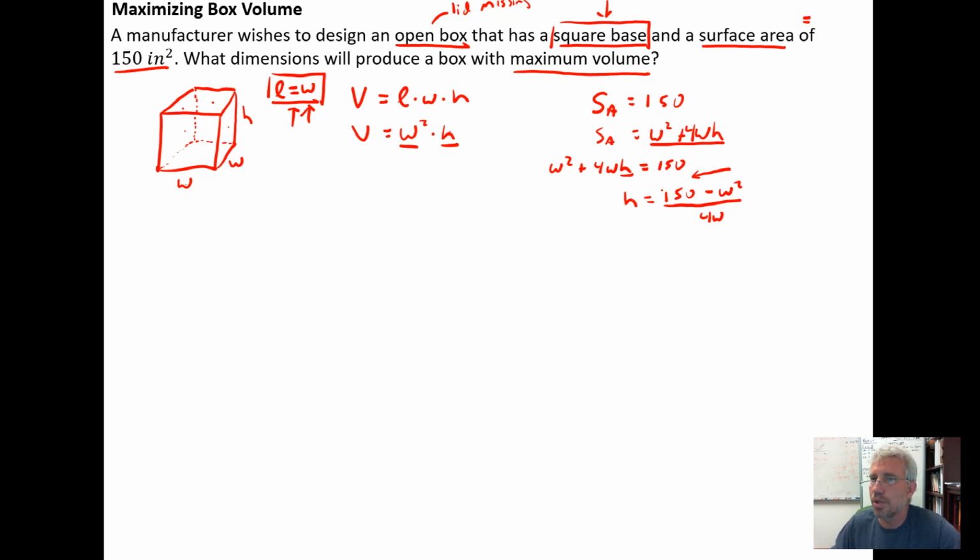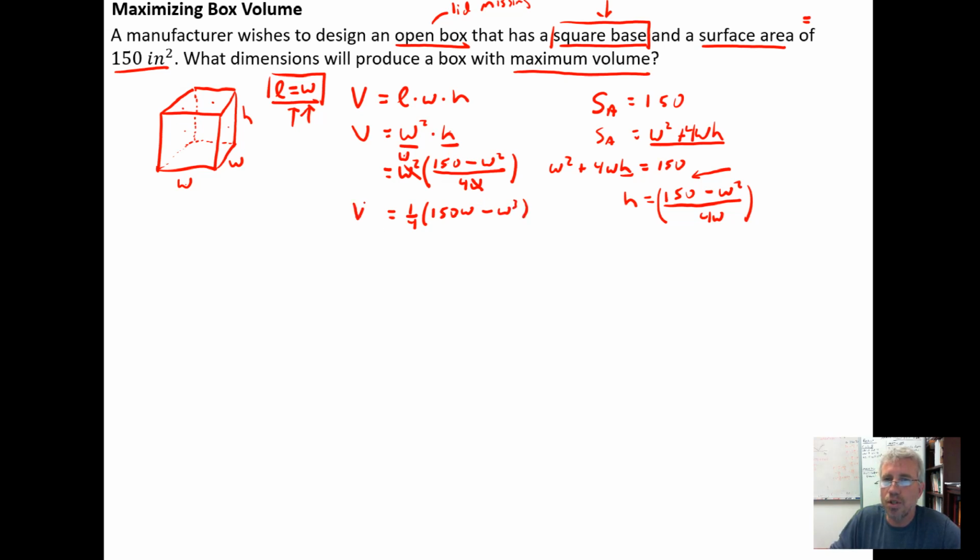I can replace H with this stuff here that's all in terms of the width W. So I get width squared times height, but height is the same as 150 minus W squared over 4 times the width. And I see the width will go into width squared, so we get a W. So if I simplify this, I'll get a fourth. I have a 4 in the denominator. A fourth of, distribute the W that's remaining into the parentheses. I get 150 W minus W cubed.